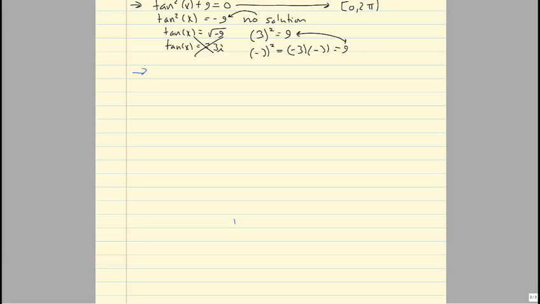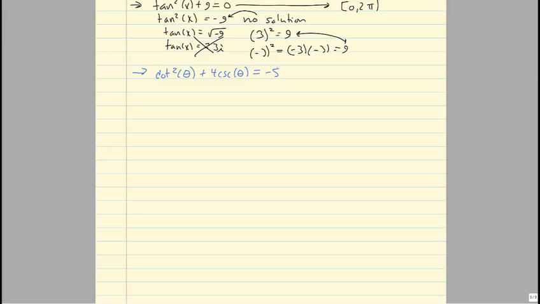Okay, let's look at another example. Sometimes they give you these in factored form already, and that's very nice of them. Sometimes they look a little bit different, and they don't have the same variable for both of the factors. So let's look at one where we have cotangent squared theta plus 4 cosecant theta equals negative 5.